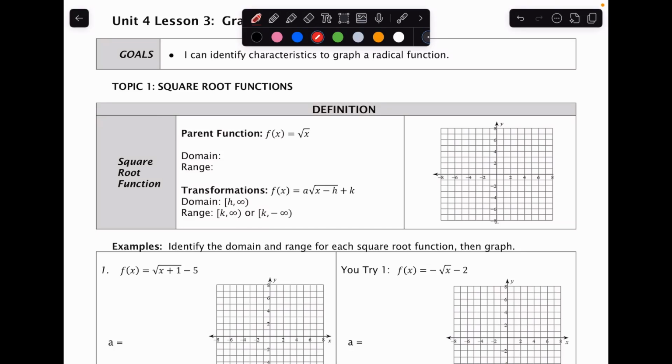Math 3 students. Today we are going to go over how to graph the square root function. Okay. So as with any graph, we'll put it on Desmos just to get an idea of what it looks like.